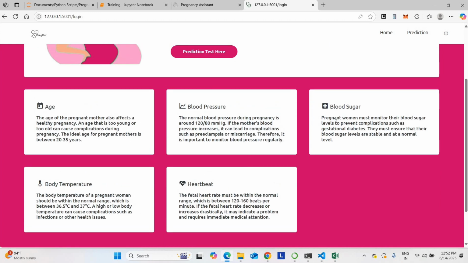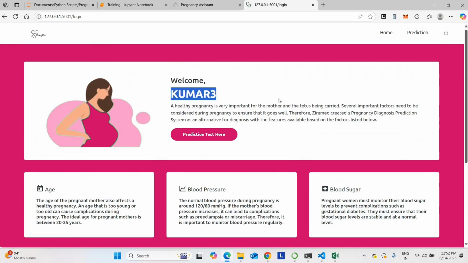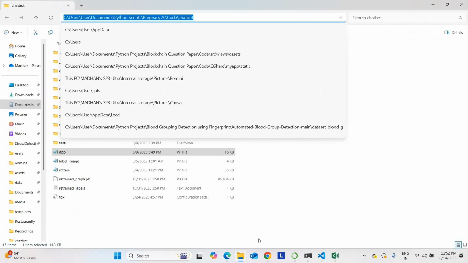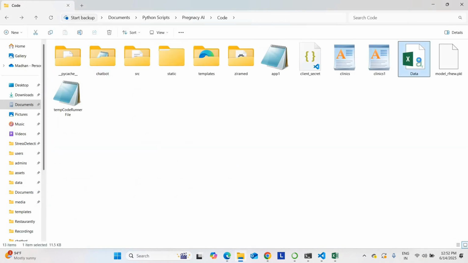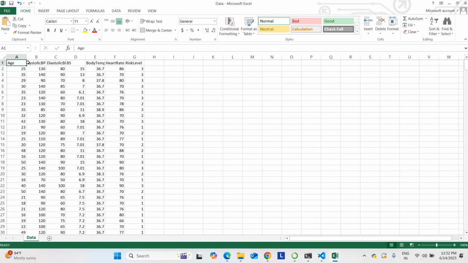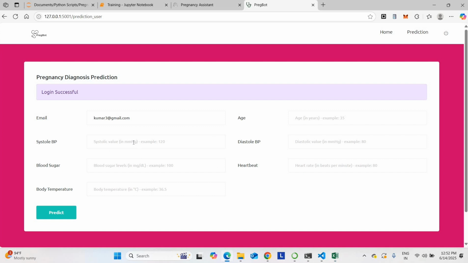So you can check age, blood pressure, blood sugar, body temperature, heartbeat. Based on that, pregnancy difficulty prediction is there. Go to the prediction page. For pregnancy difficulty prediction, we should use a particular data set, the pregnancy difficulty data set. This data set uses age, systolic blood pressure, diastolic blood pressure, blood sugar, body temperature, heart rate, and risk level.